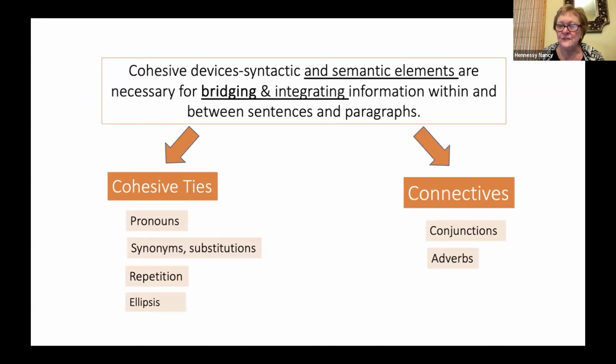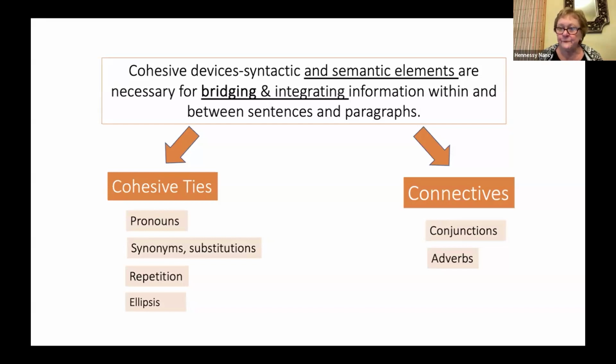I just wanted to bring this forward and remind you again that there are syntactic and semantic elements, all right? They have to do with the way in which we order and structure sentences. They have to do with carrying meaning, and they're necessary for bridging and integrating. So very often they're called bridging inferences. And cohesive devices divide into two subcategories.